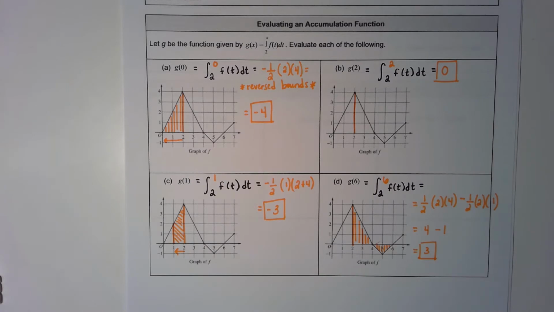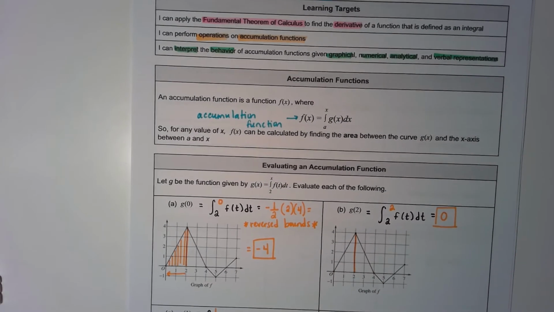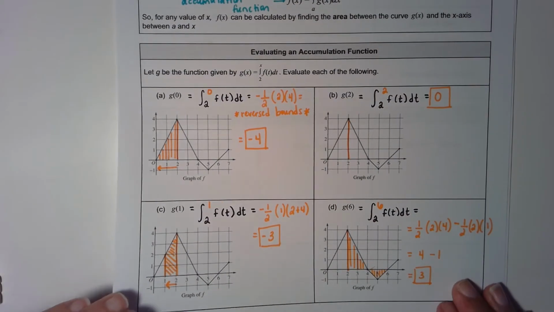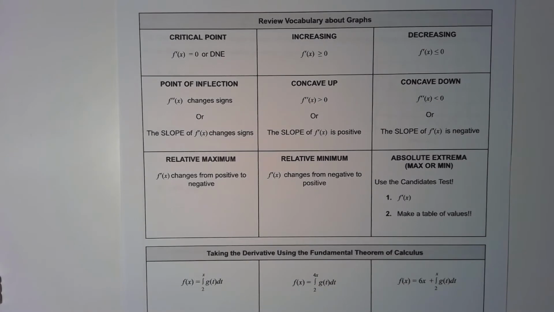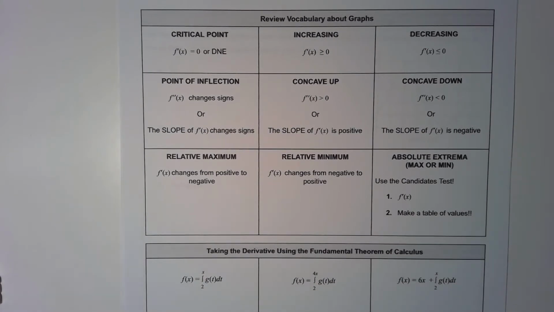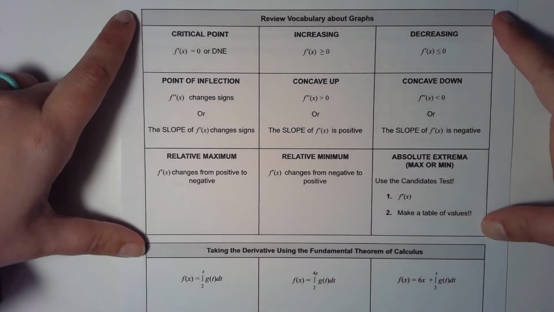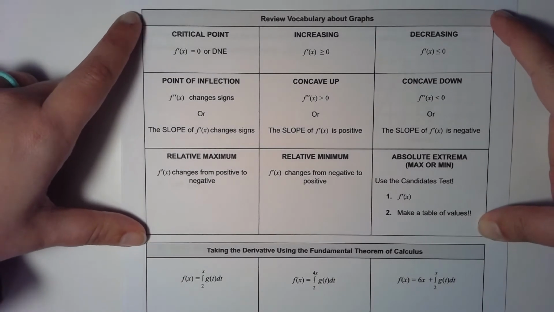So that is some operations finding values using accumulation functions. The next thing that we're going to be looking at are some features of accumulation functions. So I want to start by just reviewing some vocabulary that we use to describe graphs. We talk about critical points, increasing and decreasing, points of inflection, concave up, concave down, relative maximums, relative minimums, and then absolute extrema. This is a brief review of all of that vocabulary and the definitions.